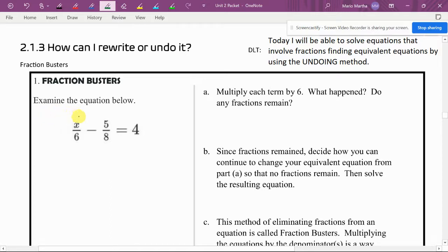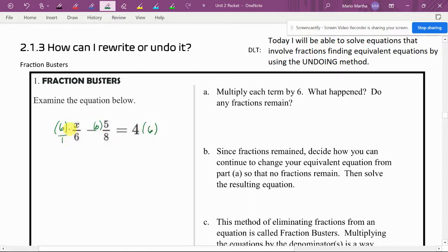So fraction busters, examine the equation below. You have x over 6 minus 5 over 8 equals 4. And then question A says multiply each term by 6. What happened? And do any fractions remain? So we're going to multiply each term by 6.